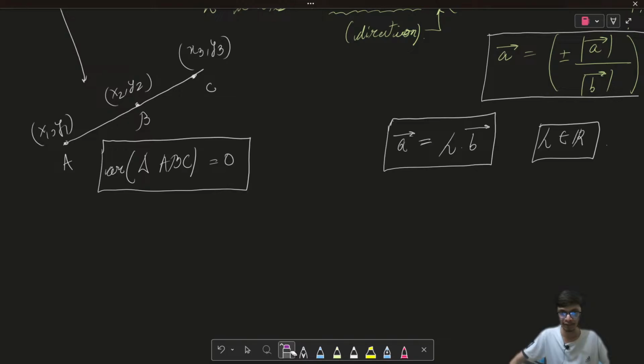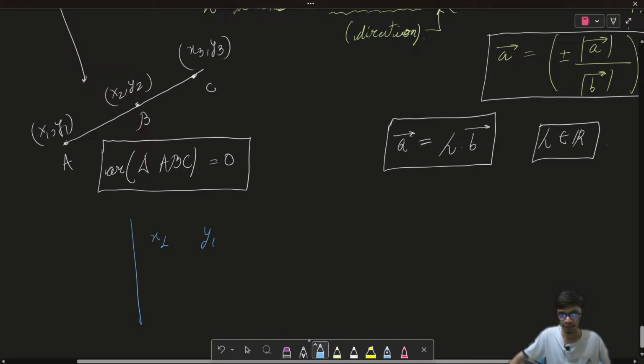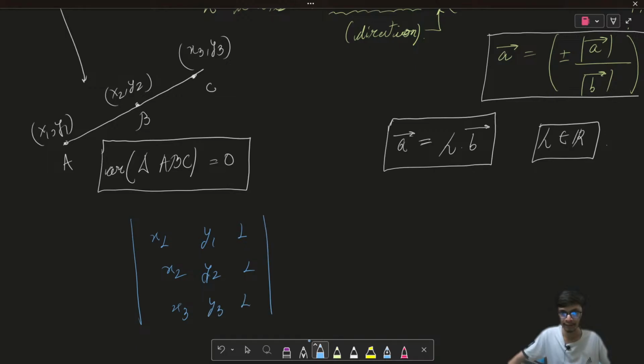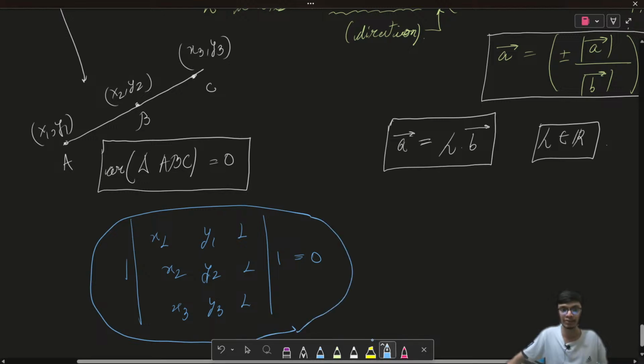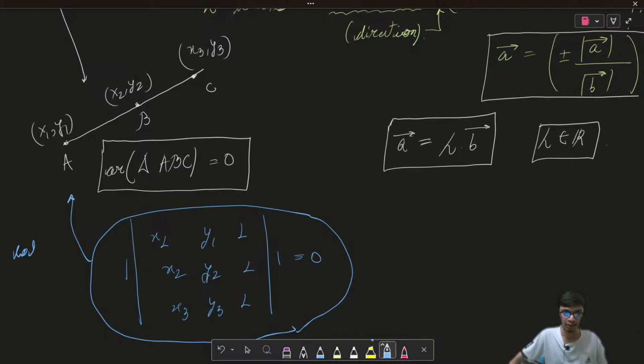So the final conclusion was coming out as x1, y1, 1, x2, y2, 1 and x3, y3, 1, and then the determinant, and mod of the determinant is equal to 0, or maybe just the determinant equal to 0. So if I'm able to satisfy this particular criteria, then the points are collinear. So this is my collinearity test, right?